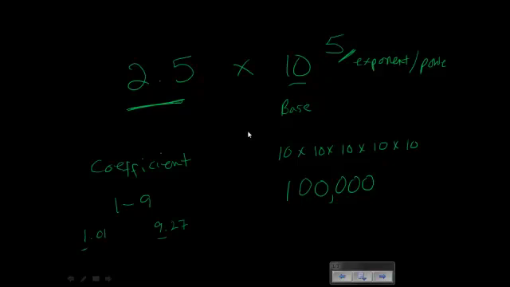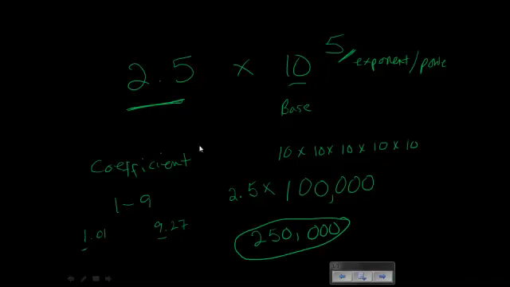Now, you take your coefficient, 2.5, and multiply that by the 10 to the 5th power, and you get 250,000. So scientific notation, 2.5 times 10 to the 5th power, is the same as saying this right here, 250,000.